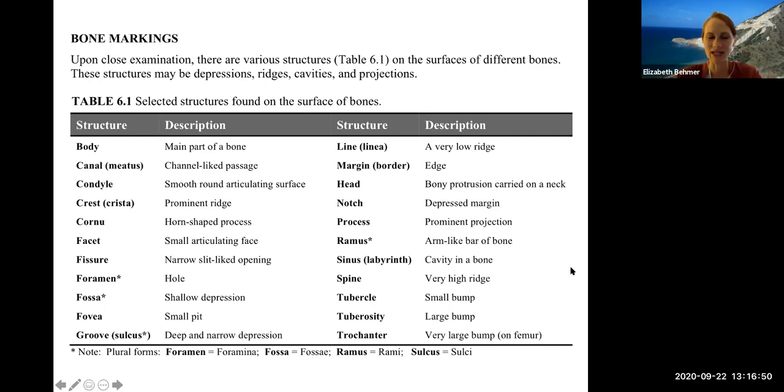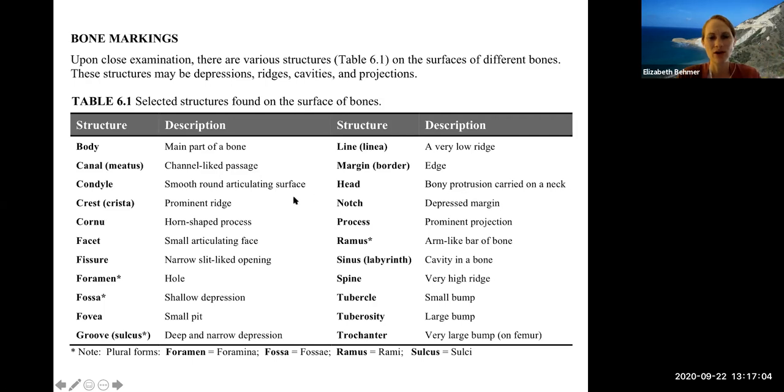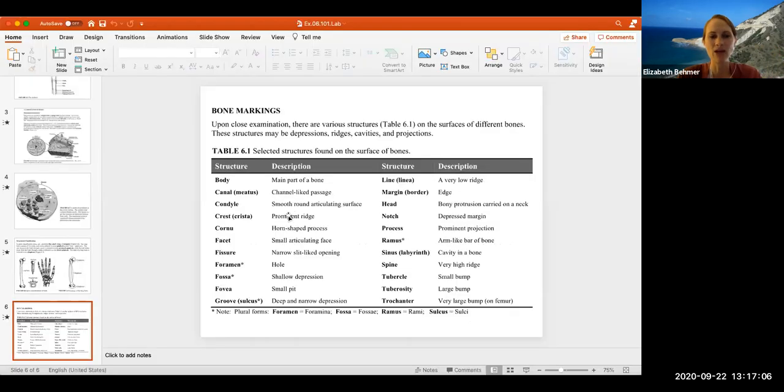And this is just a great slide to review if you're ever wondering, what does the word fossa mean again? Or what does the word fissure or condyle or canal or body? So that kind of takes us through just the intro, but any questions on that?